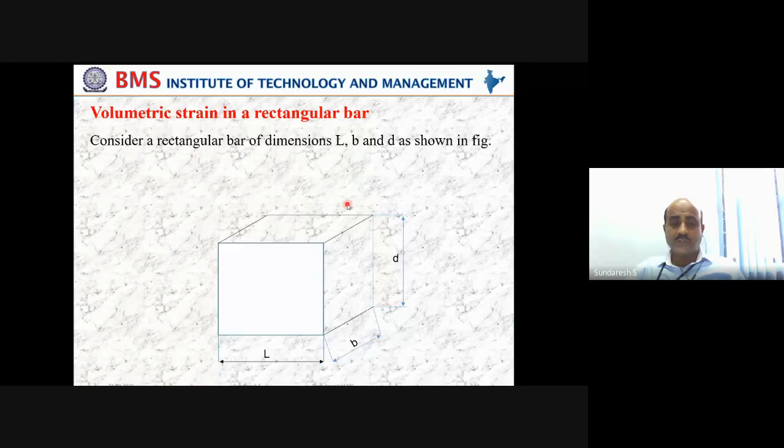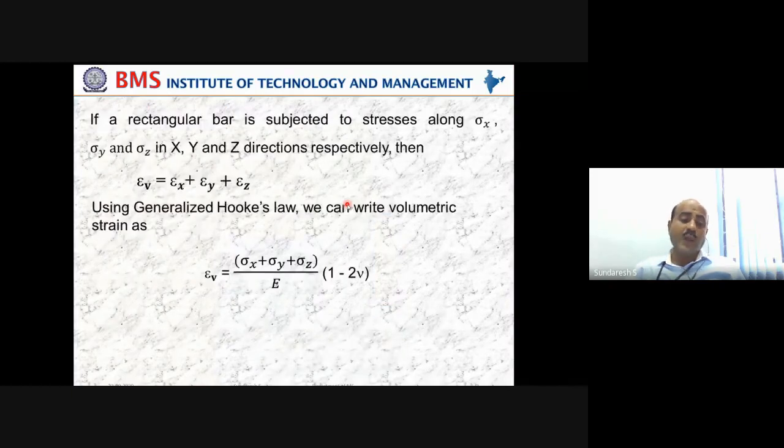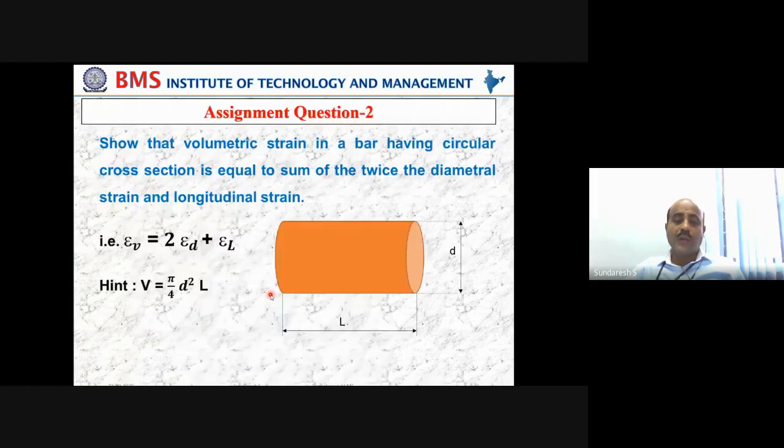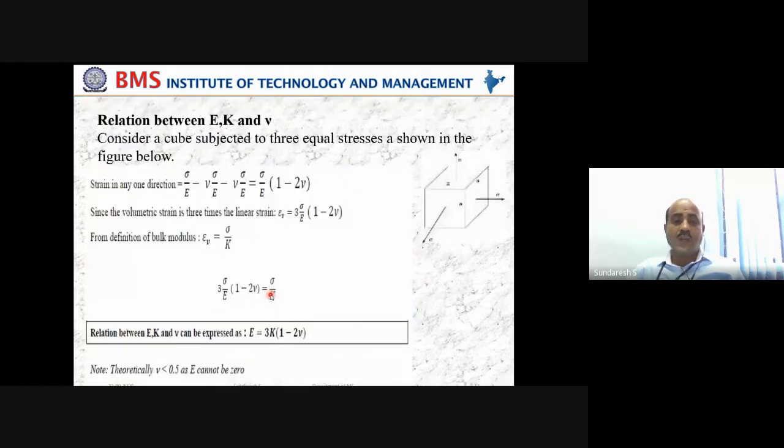You have to show this, and you have to prove that epsilon V is equal to sigma x plus sigma y plus sigma z divided by E into 1 minus 2 nu. Later you have to substitute sigma x, sigma y, sigma z as sigma, and then from there continue with these things. Please be careful, depending upon how many marks they have asked. If it is asked for only 2 marks or 3 marks, just establishing this is enough.